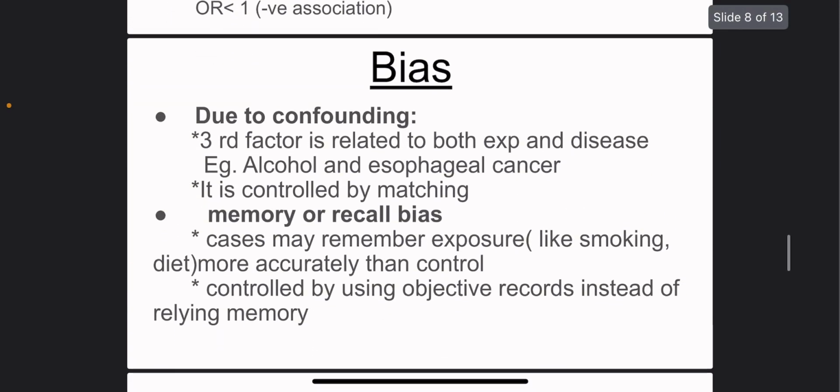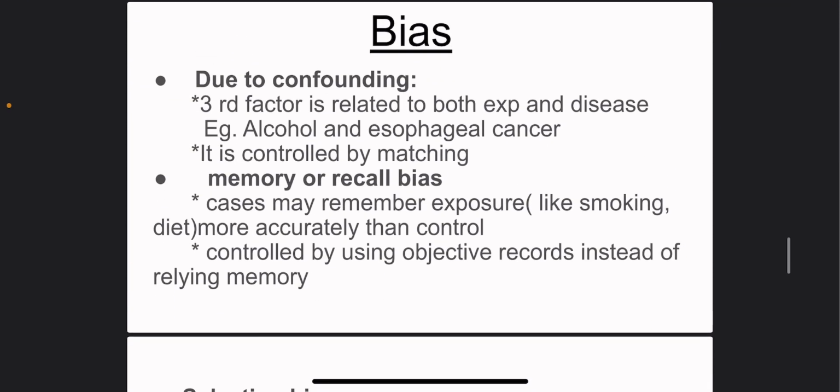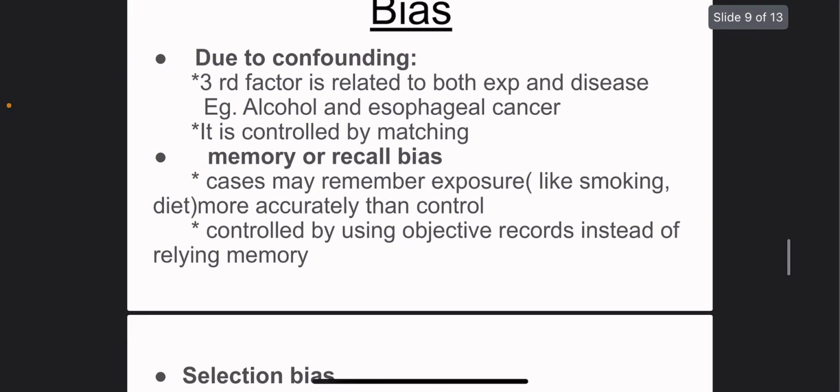Next, we are going to discuss bias. What are the biases in case control study? First, due to confounding factors, bias can occur. I already discussed that. Confounding factors are a third factor which is related to both exposure and disease. I also mentioned the example of alcohol and esophageal cancer. And we can control the confounding factors by matching.